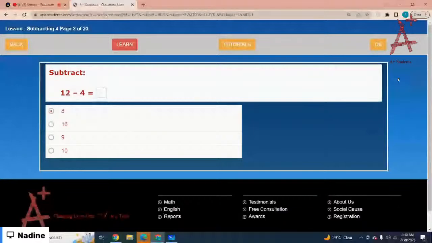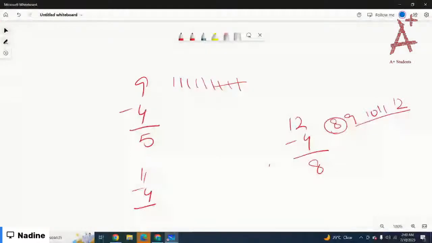Okay, the next one is 11 take away 4. So start with 11 and go back 4 numbers. So which is the correct option? 11, 10, 9, 8, and 7. So when you subtract 4 from 11, that would be 7. 11 take away 4 is 7. So the correct option is 7.